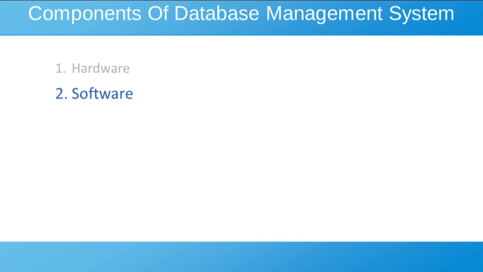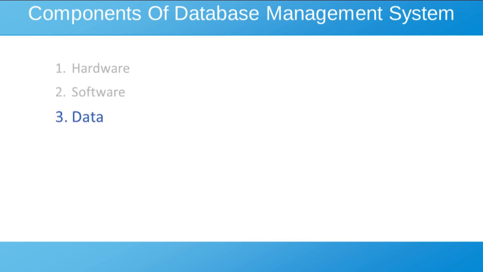2. Software. The software component of a DBMS refers to the computer programs used to manage the database. This could include the DBMS itself or supporting software like drivers or utilities. Simply put, the software is a layer that is supported by the hardware to create a visual interface for the user to interact with to control the database.